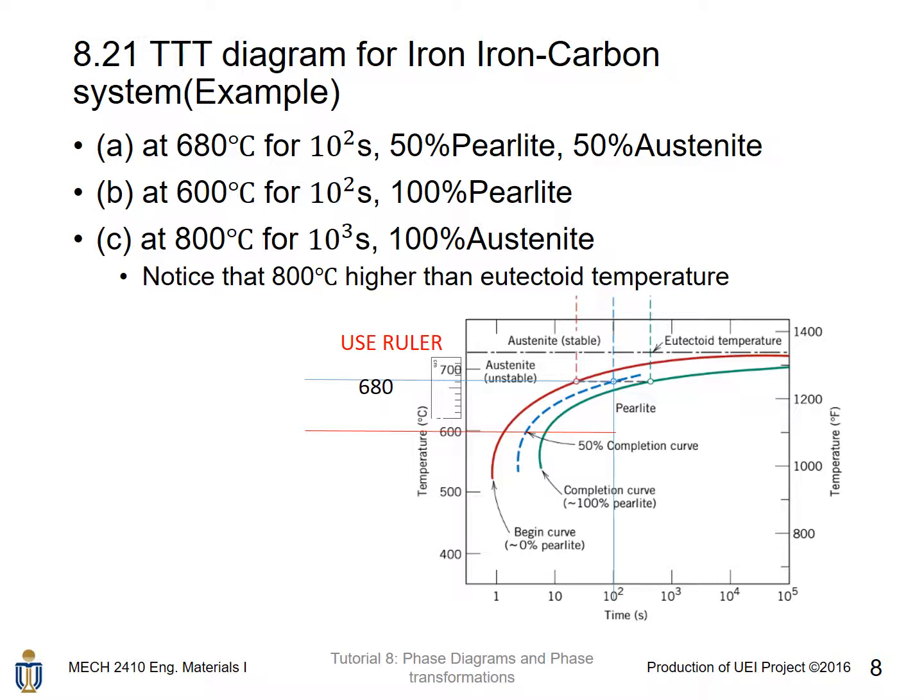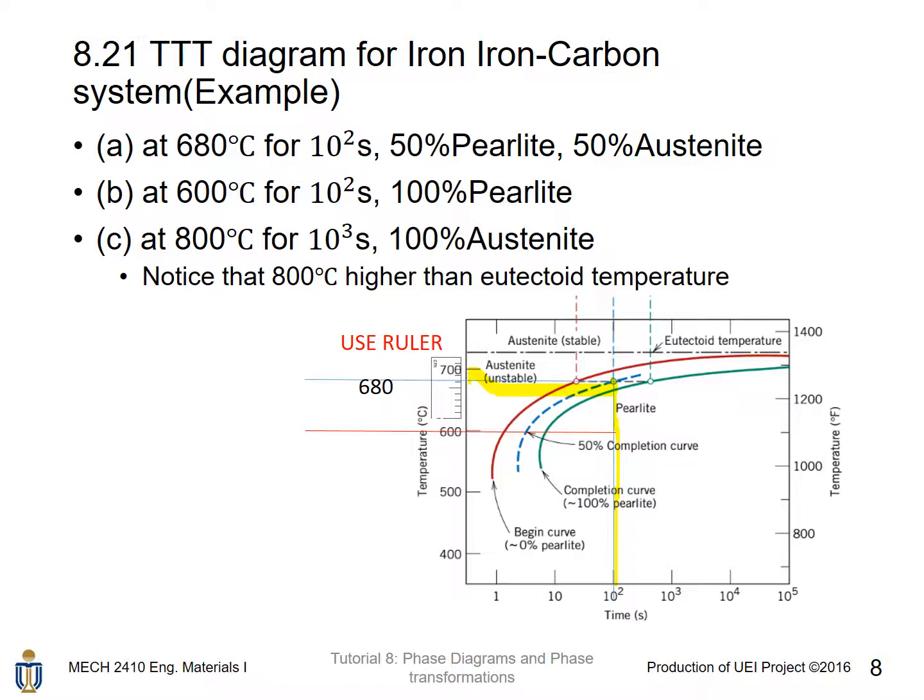Draw a line, which is the temperature line, and draw a timeline, and their points will meet at the point where the point describes its composition at that specified time and temperature. And according to this graph, it is just at the 50% completion curve. That means it will contain 50% pearlite and 50% austenite.